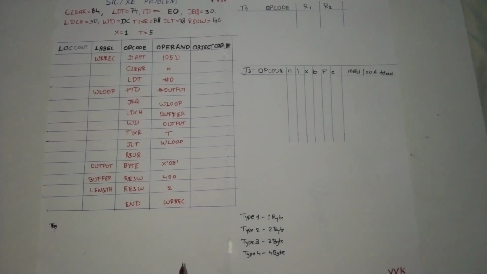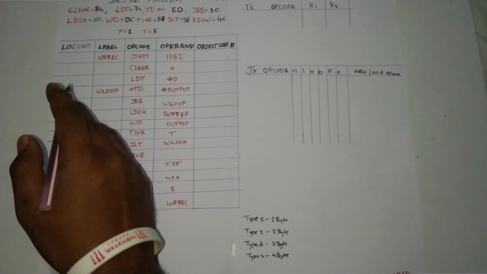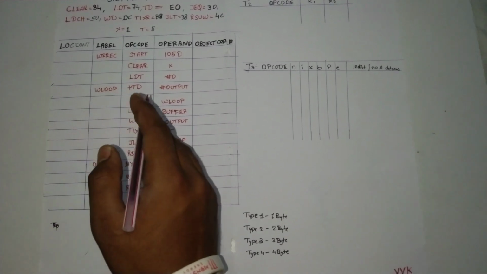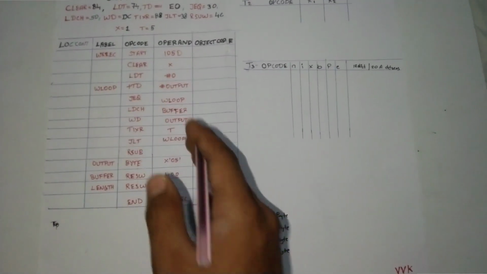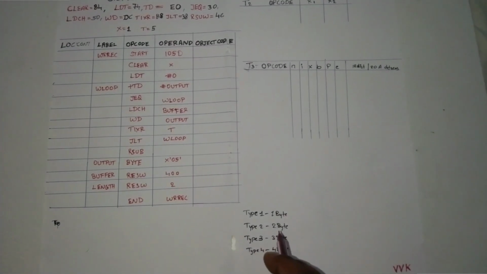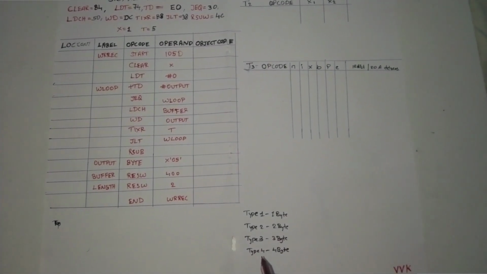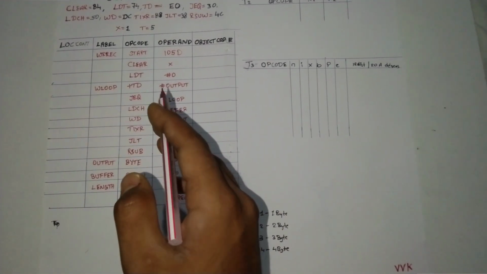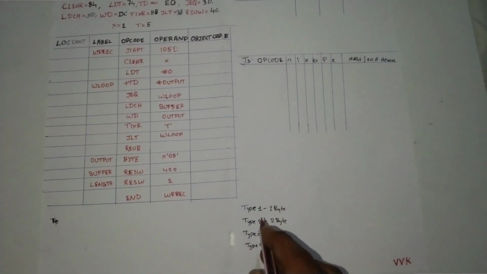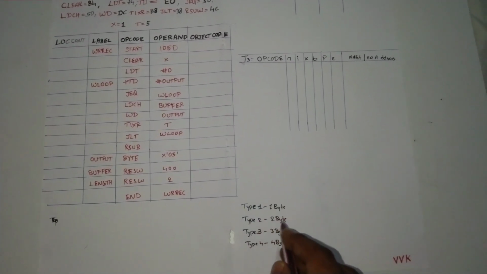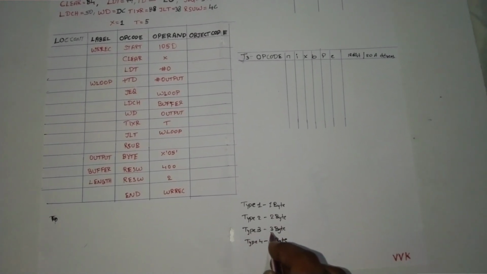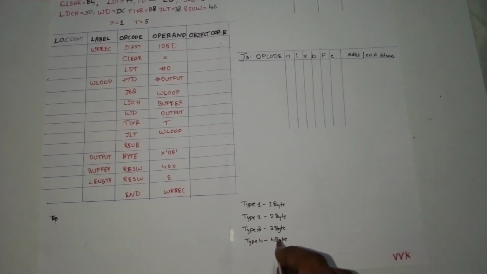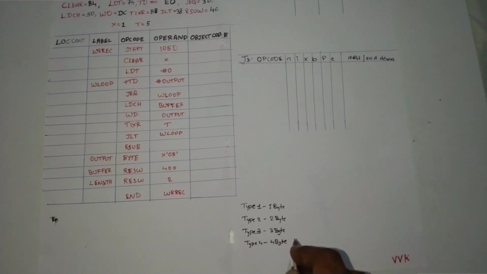So for that, first we need to find the location counter. We need to check whether the instruction is type 1, type 2, type 3 or type 4. The given instructions are based on type 1, type 2 or type 3. Type 1 contains 1 byte of size, type 2 contains 2 bytes, type 3 contains 3 bytes, and type 4 contains 4 bytes.